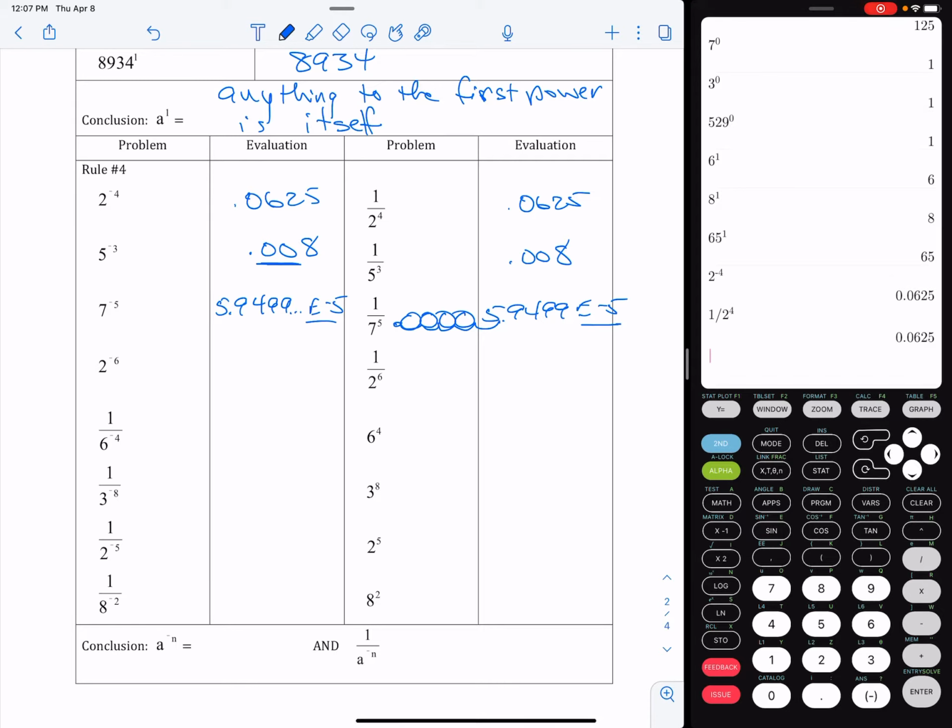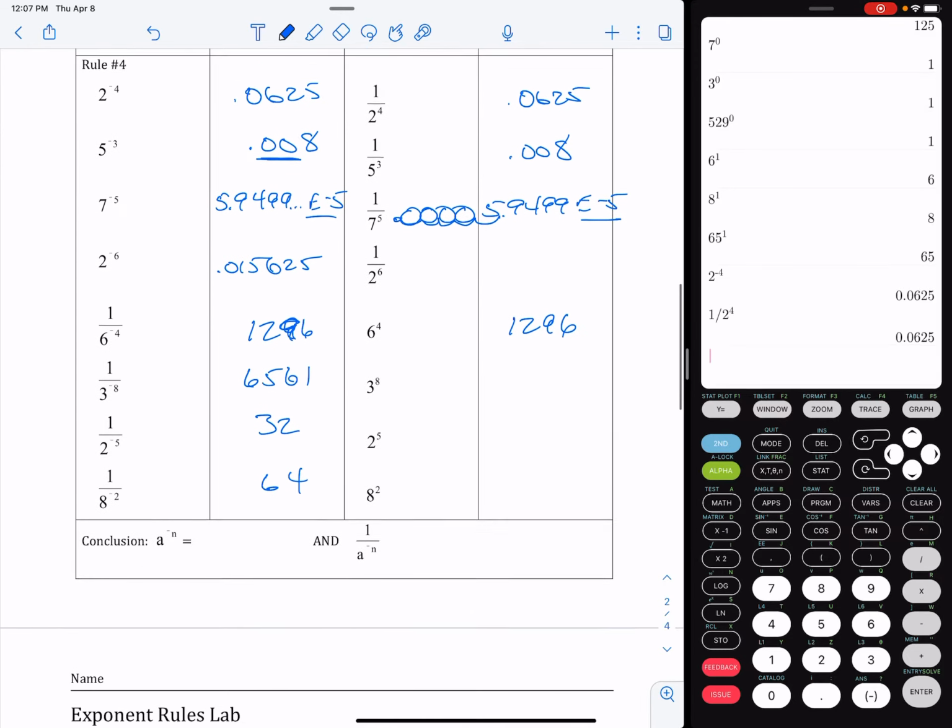Okay, 2 to the negative 6th power gave you 0.015625, and so on and so forth, all the way down. Now, when you did the fractions, when you did 1 over 6 to the negative 4, you ended up with 1296. And then when you did 6 to the 4th, you got the same thing, 1296. And then 1 over 3 to the negative 8 gave you 6,561. And then 1 divided by 2 to the negative 5th gave you 32. And then 64. And then over on the other side, you had the same values.